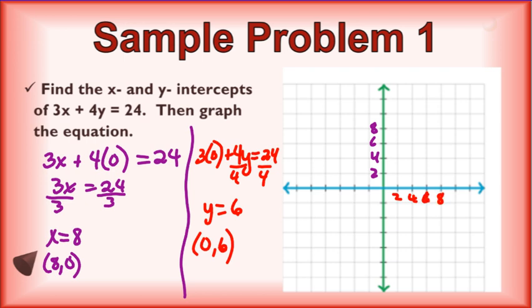Let's put our x-intercept first. So when x is 8, y is 0. So that's the point here. And then 0, 6 would be here. Now I can draw my line to connect my two intercepts. So just remember, to find your x, your y is 0. To find your y, your x is 0.